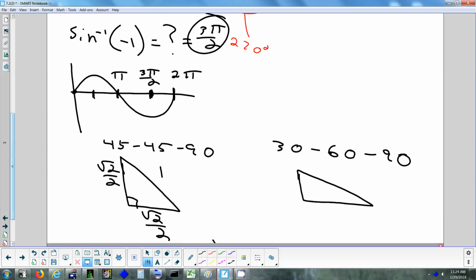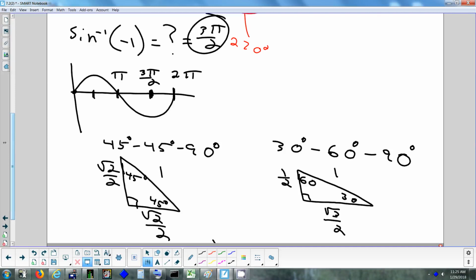Okay, and then the 30, 60, 90. That's 1, 1/2, and square root of 3 over 2. Now, you don't have to pick these exact numbers, but these are the easiest ones to do because you're letting the hypotenuse be 1. In general, in a 30, 60, 90, the short side is always half the hypotenuse. So if you wanted to make the hypotenuse 10, you could then make the short side 5.